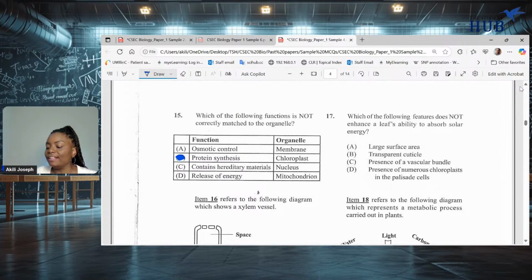17, which of the following features does not enhance a leaf's ability to absorb solar energy? Is it large surface area, B, transparent cuticle, presence of a vascular bundle, or D, presence of numerous chloroplasts in the palisade cells? 17 is going to be C. Nice.